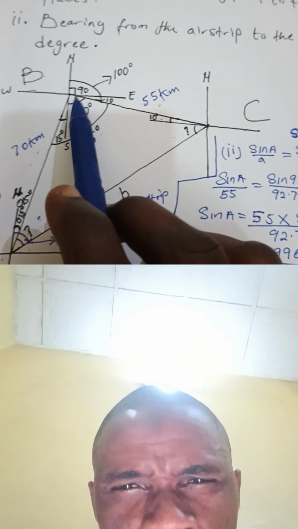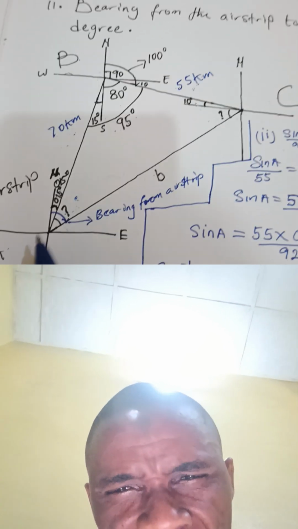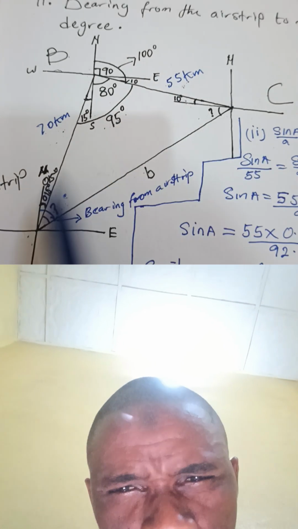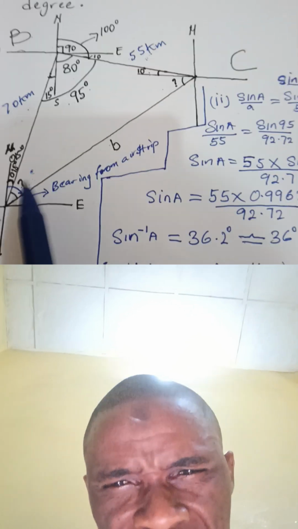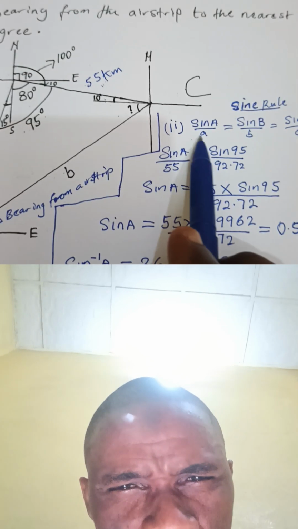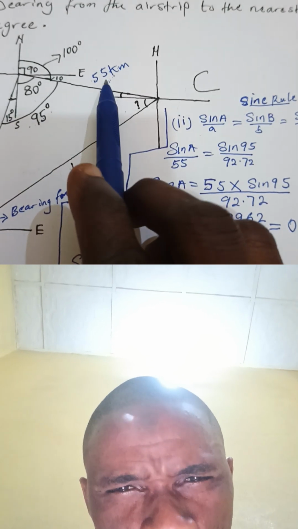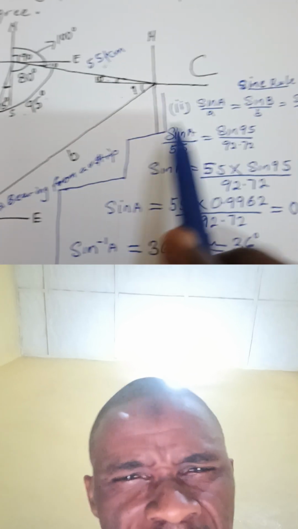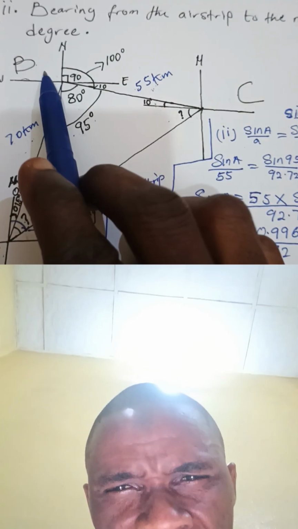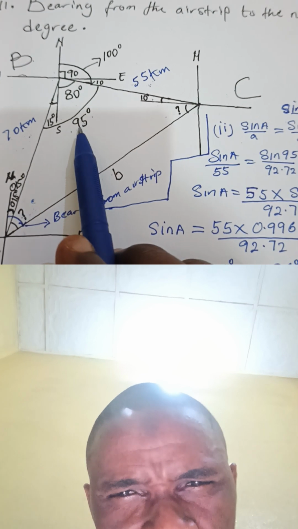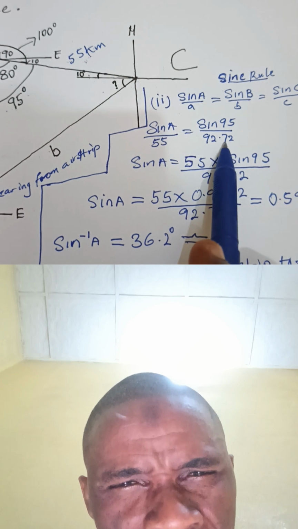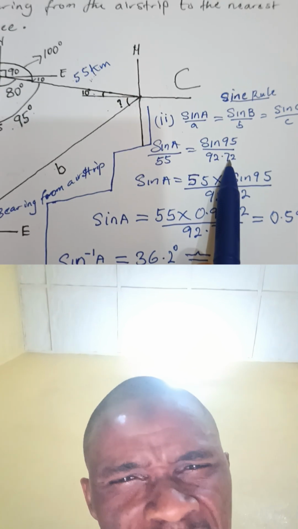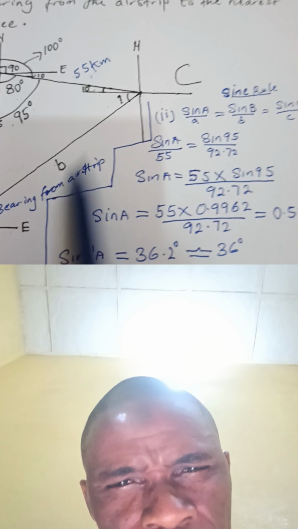So let's go back. We are going to use this one that is complete and equate it with this one we want to solve. We are taking sine A, we don't know it. Sine A over A, which is the small a, which is 55 kilometers, because that's the opposite side to it. Then equals sine B, where B is 95 degrees. Then the opposite side, which is small b, is 92.72. We solved that in the first question.